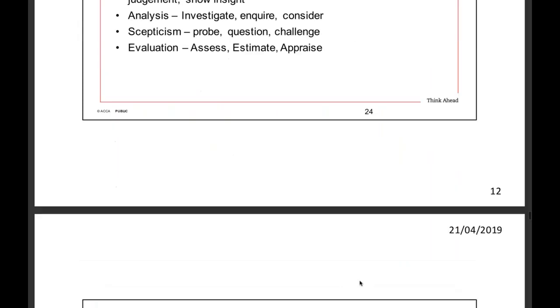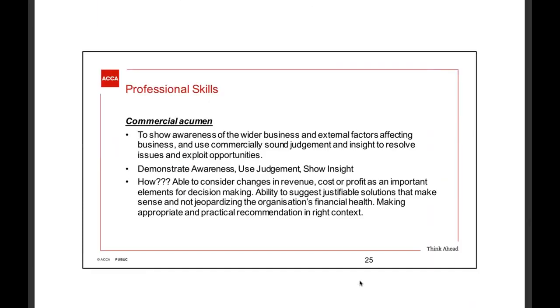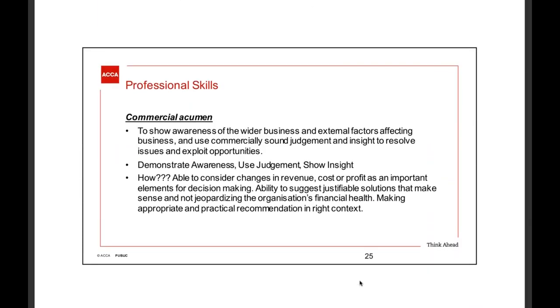Next part. This particular part will be on commercial acumen.